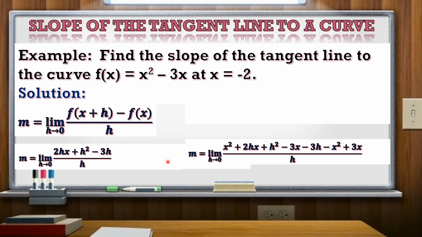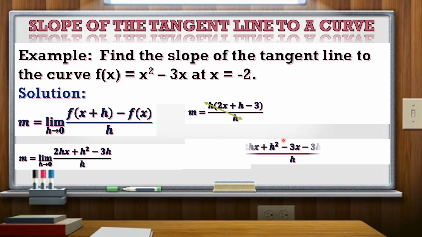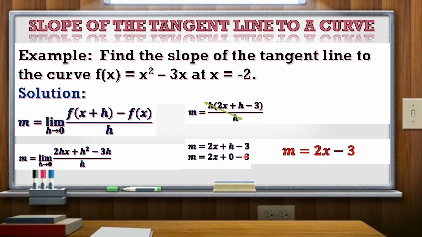So, factoring muna tayo. Ano yung common factor na nasa taas? H. So, ilabas si h. So, yung may iwan sa loob is si 2x plus h minus 3, all over h, canceling h. Then, yung may iwan is si 2x plus h minus 3. Then, substitution tayo. Lahat ng h magiging 0. That results to 2x plus 0 minus 3. And the slope of the tangent line to the curve is 2x minus 3. And that is the slope of the tangent line.